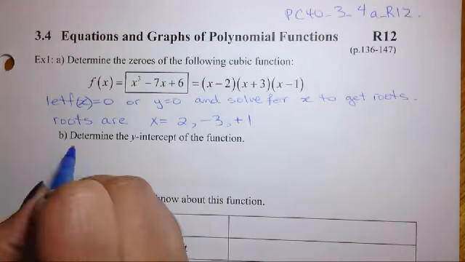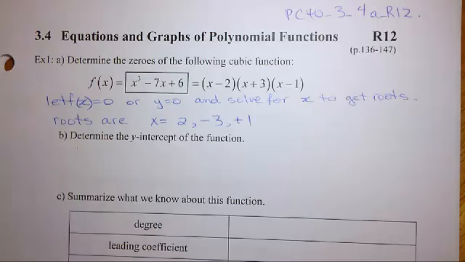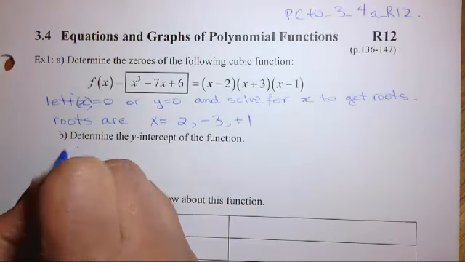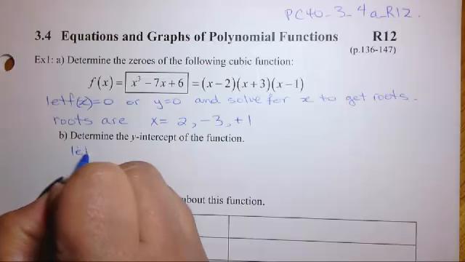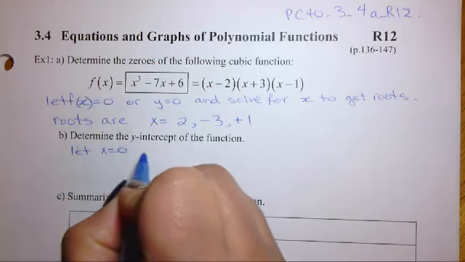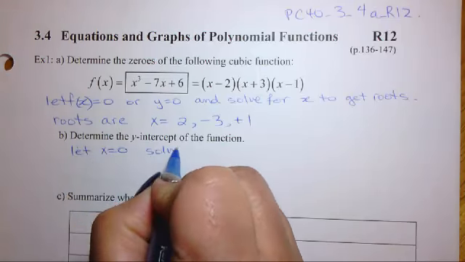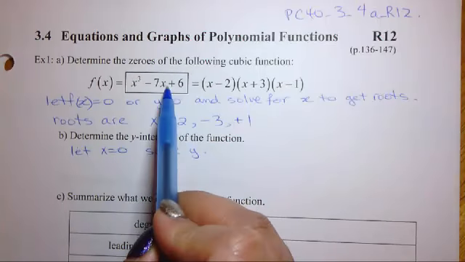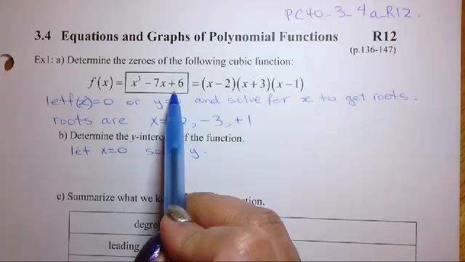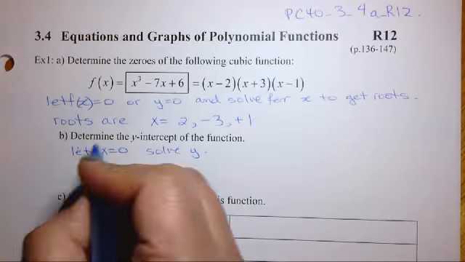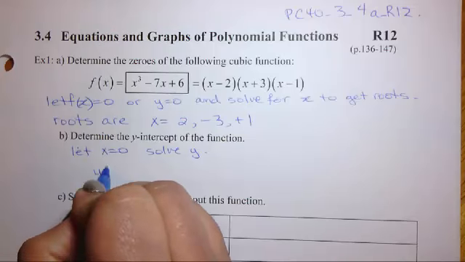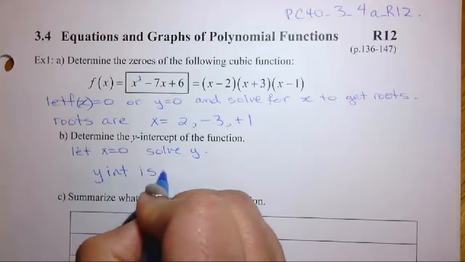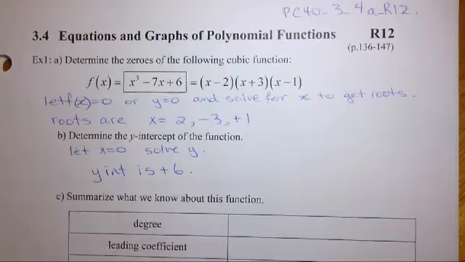Okay, next we need to figure out the y-intercept of the function. In order to figure out the y-intercept, we are going to let x equal 0 and solve for y. Now, we could look at the unfactored form here and notice that the y-intercept is 6. So let's just write, y-intercept is +6.